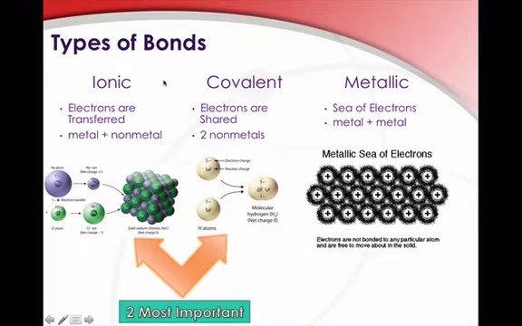All right, so there are 3 types of bonds that you need to know. There's ionic bonds, covalent bonds, and metallic bonds. We said that you can either share electrons or you can transfer electrons. And the transfer of electrons happens with ionic bonds, so electrons are transferred. And ionics normally happen between a metal and a nonmetal. The metal is the positive part of an ionic bond and the nonmetal is the negative part.